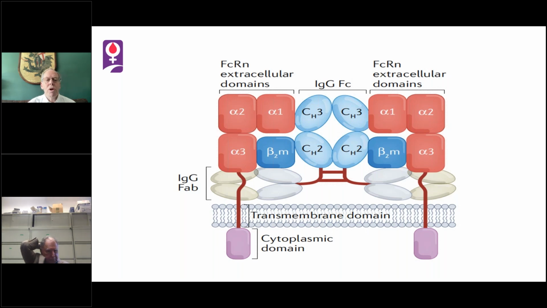It has been shown, as you see in this cartoon, that it takes 2 FcRns to bind 1 IgG, and it binds to the CH2 and CH3 domains of the Fc portion of it and binds across the alpha helix and the beta-2 microglobulin. And then these 2 Fc receptors have motors that have not been fully described yet that would then take the IgG to the cell surface.